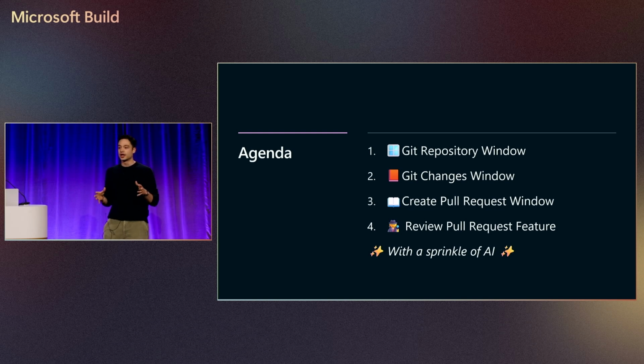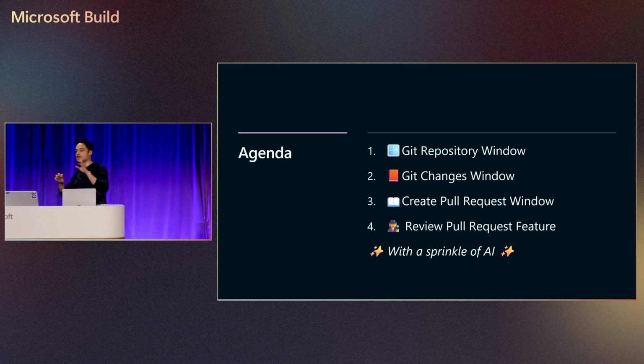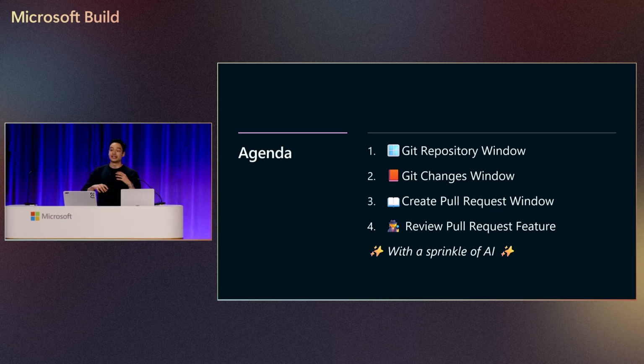Then I'm gonna be talking about the Git changes window. The Git changes window is where you take your application from prototype to production ready. So that vibe code app that I'm gonna be showing, we're gonna clean it up in the Git changes window so that I can push it to the server and have everything nice and neat for my teammates to review. And then we're gonna talk about the create pull request window. This is where you're able to create that story, right? Right in the IDE without having to change different windows to the browser to different tabs.